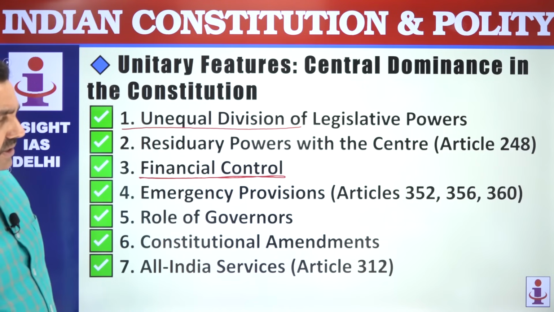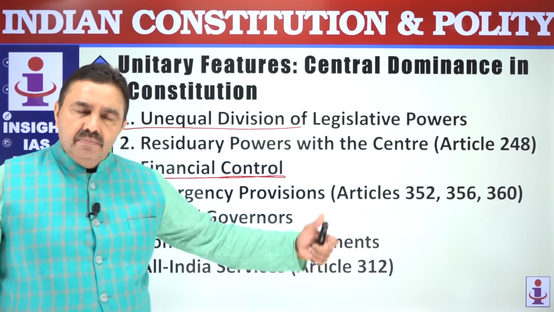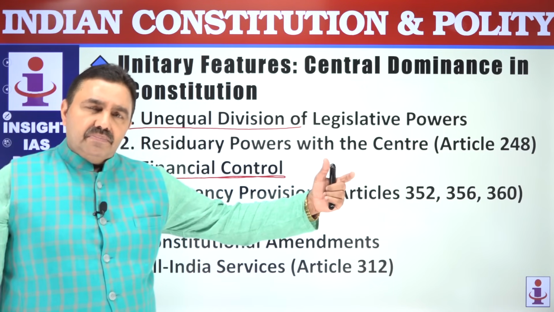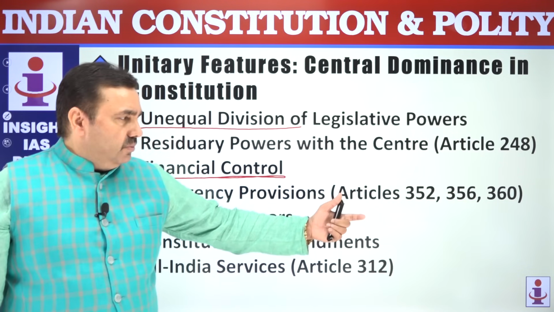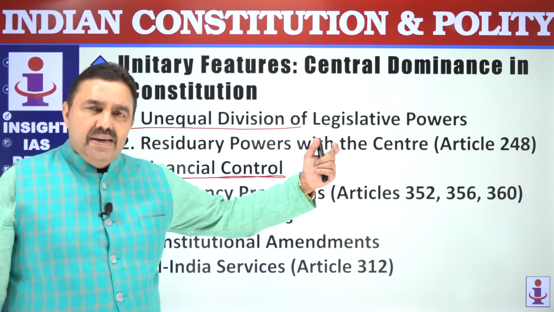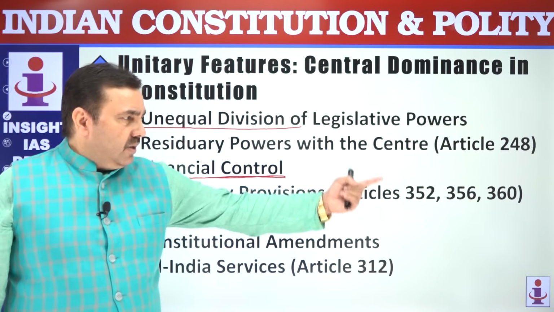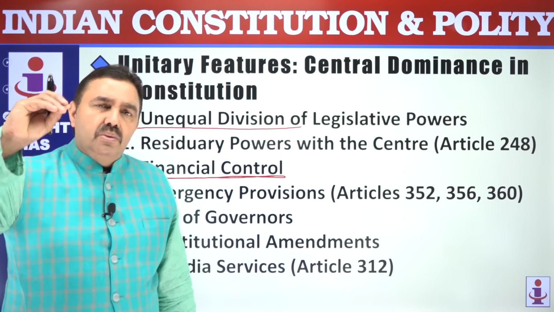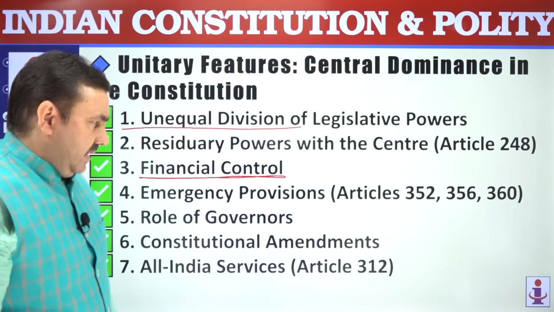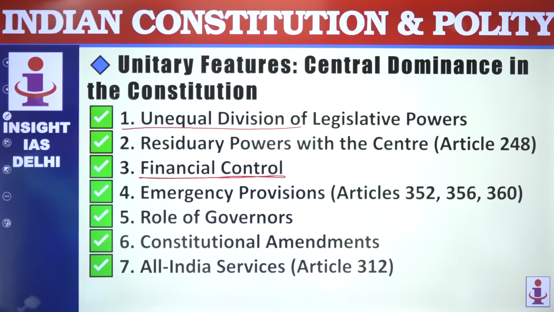Emergency provisions: in emergency times, whether Article 352 or 356, failure of constitutional machinery in a state, Article 352, war, external aggression, or Article 360, financial emergency, in case of emergency the center becomes all-powerful. Central directives have to be followed by state governments.